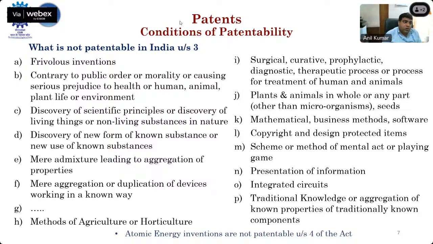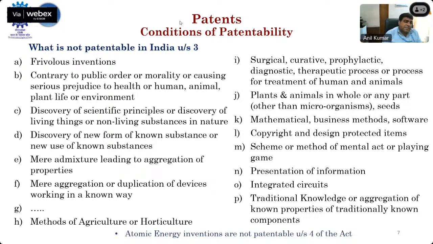If you talk about section 3, it talks about frivolous inventions. If we say that we have a machine which works at 100% efficiency, we all know that in science it is not possible. Such inventions, which are prima facie frivolous in their existence, can't be patentable. Likewise, an invention which is contrary to public order or against morality, and which may cause serious prejudice to the health of human or plant life, is also not patentable.